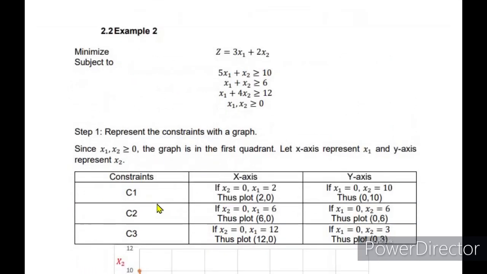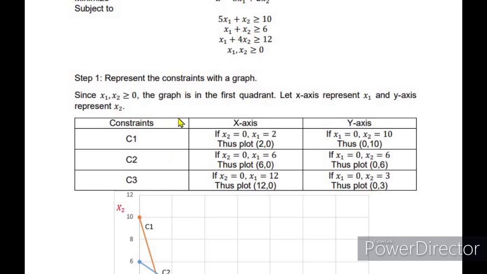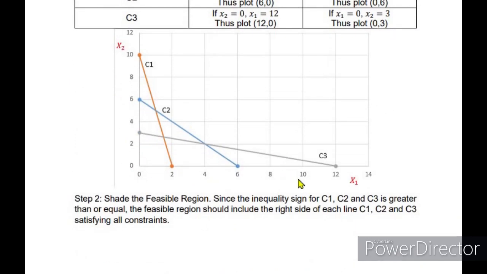Next, for example 2, just copy paste the LP model. So minimization. For step 1, represent the constraint with the graph. So it is just the same with the maximization. You will let one variable equal to 0 to get the other variable, so that you can plot these coordinates and connect them. You have a graph of each constraint. So your graph should be like this. This is the constraint 1, this is the constraint 2, and this is the constraint 3.